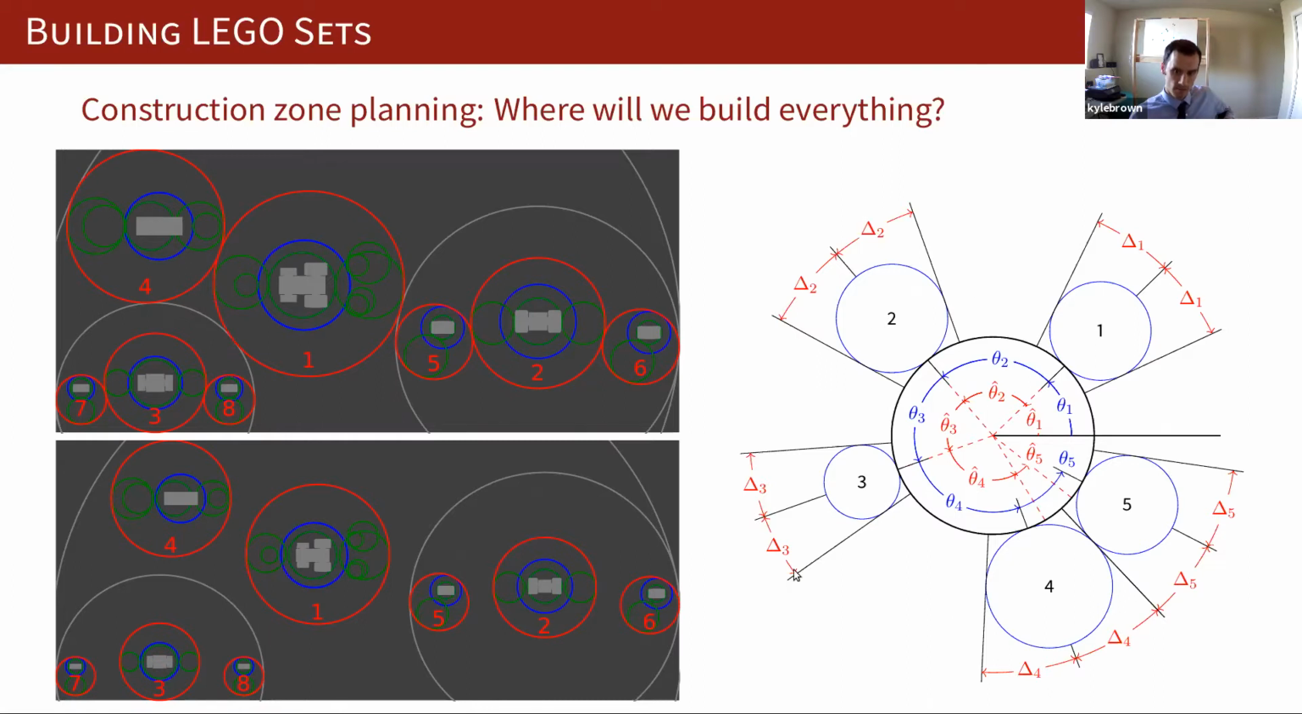This is a simple convex optimization problem to solve when we solve it using the radial coordinates as our optimization decision variables. And so we solve a sequence of these nested problems to lay out the construction zone, as seen here, in an iterative fashion.